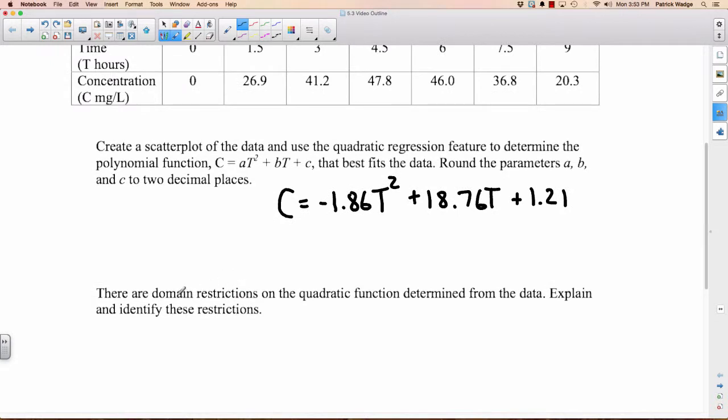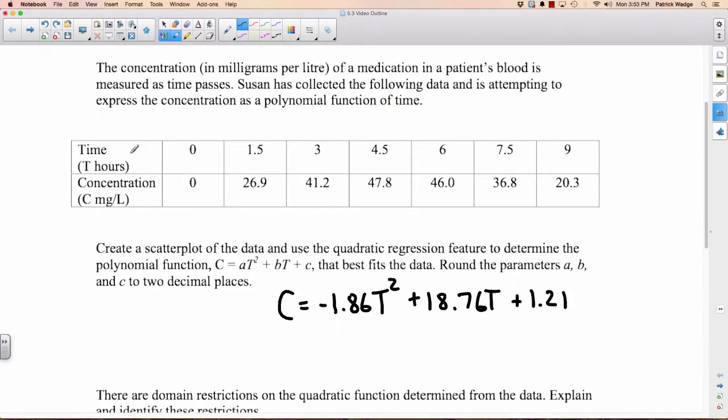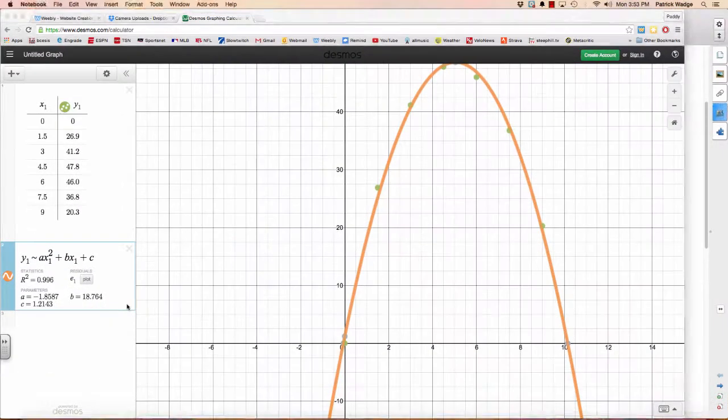So domain, remember, is x, or in this case t, it's the input value, and it's time. So if we're looking at time with this individual, what do you think the smallest amount we should be looking at? I would say it's 0, right? You don't really want to go below 0. That'd be before they're getting the medication. It's not really of interest. So I would say the domain goes from 0 up until how much?